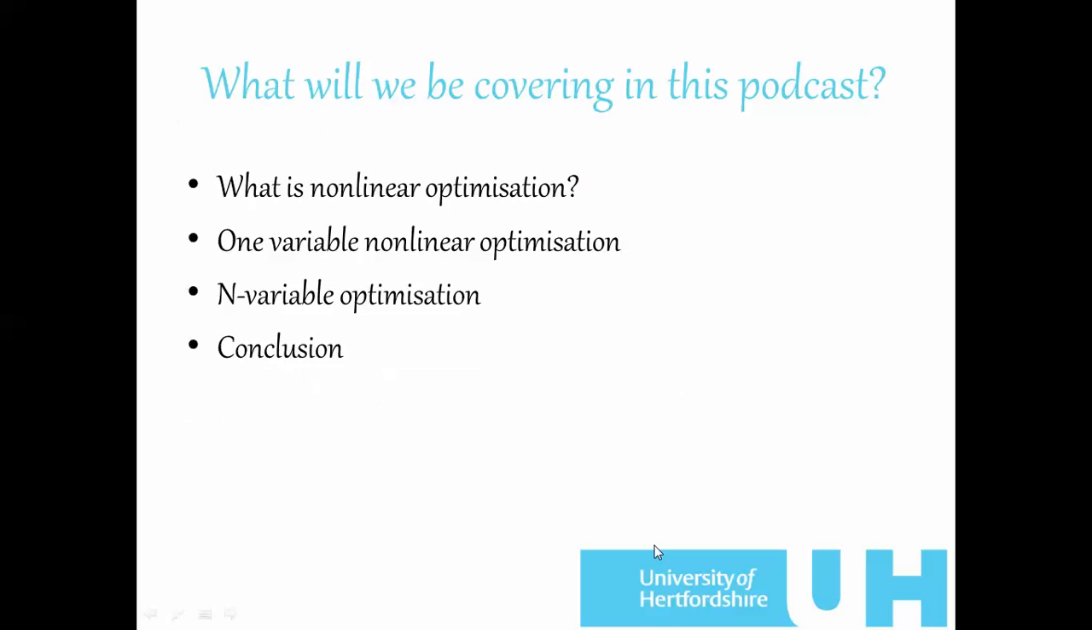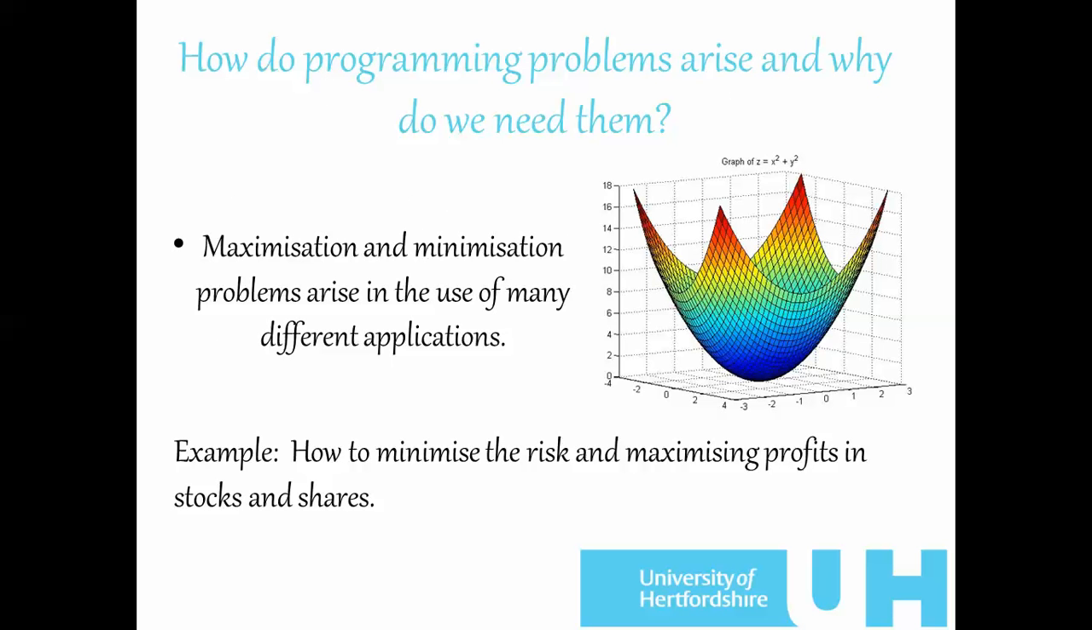So what we'll be covering in this podcast: what is nonlinear optimization? We'll be looking at one variable nonlinear optimization and n variable optimization. We'll also be looking at a conclusion from my investigation, just to sum up what our findings and results were. So how do programming problems arise and why do we need them?